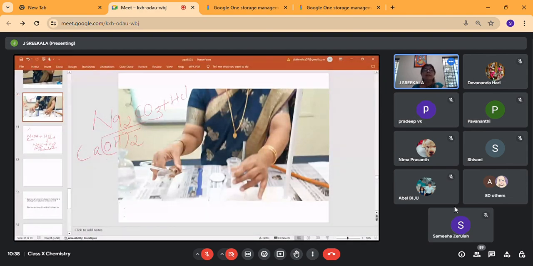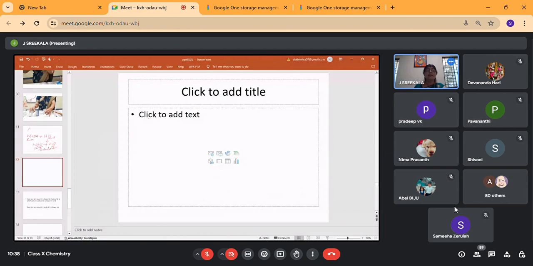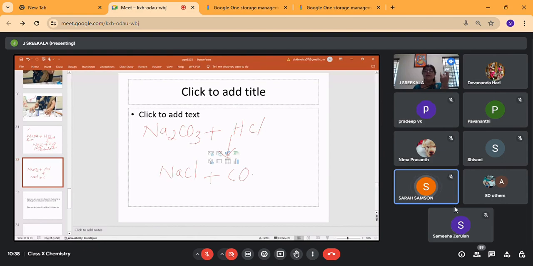When sodium carbonate reacts with HCl, what is happening? Just I will show. Na2CO3 plus HCl. Whenever we write an equation, we can guess what will be the product. You have all the freedom to guess. NaCl. Any carbonate if added to acid, what may be produced? Some gas is produced. What must be that gas? Yes, correct. Carbon dioxide.